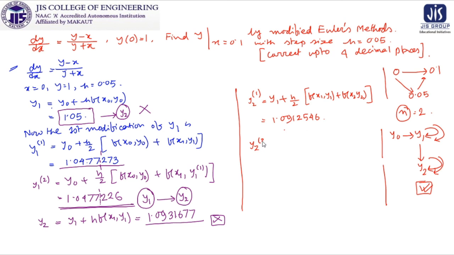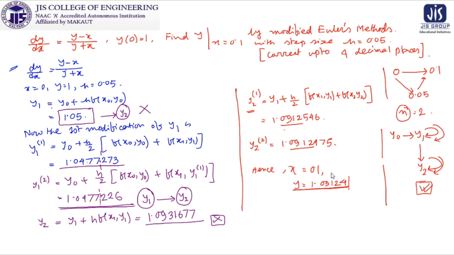Yet we have to go for y22, and using the same process, just using this updated value, we will get it as 1.0912475, where we can see that up to 4 decimal places we are getting the same result. So now we are happy that we have achieved the desired accuracy level. So we can say that finally at x is equal to 0.1, y will be 1.0912475 or 479, or up to this we can keep it.